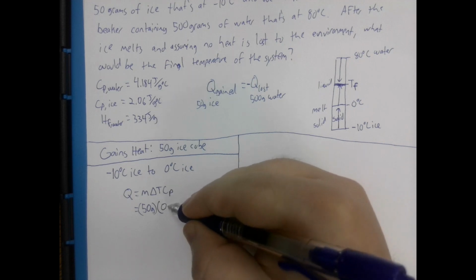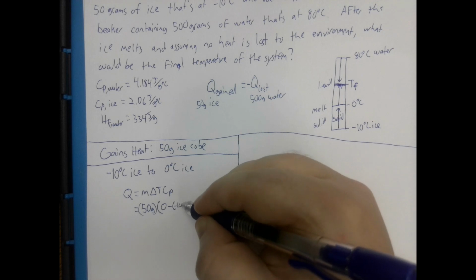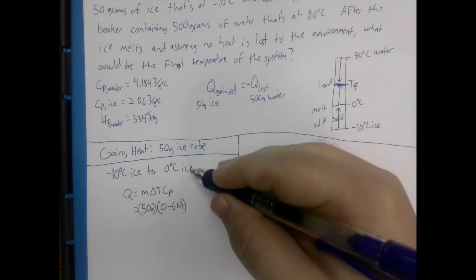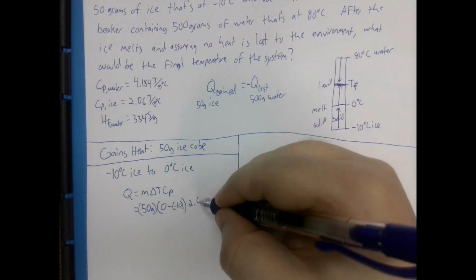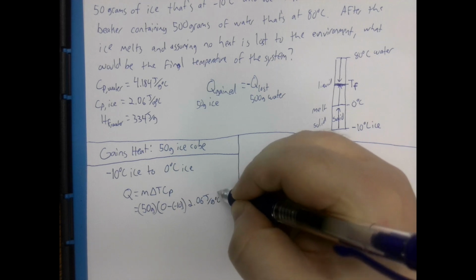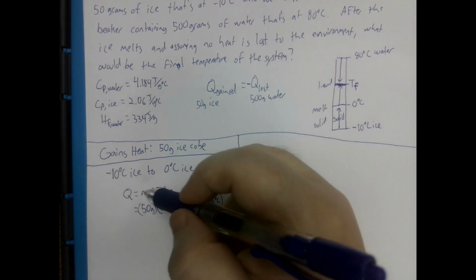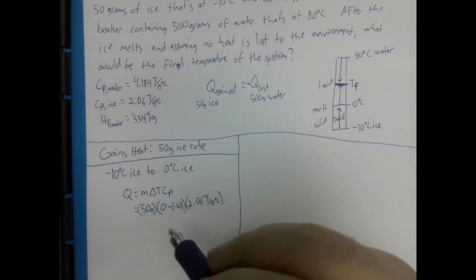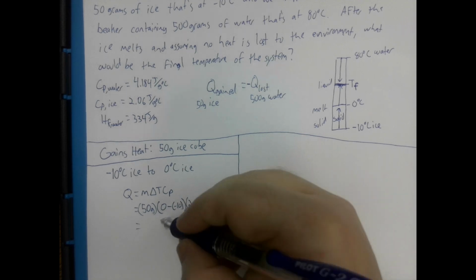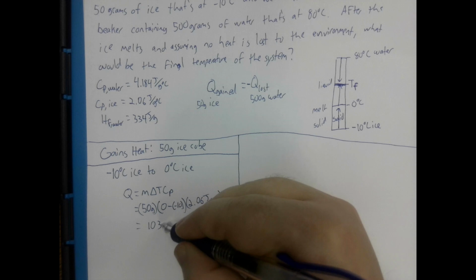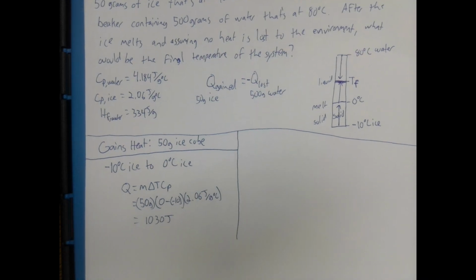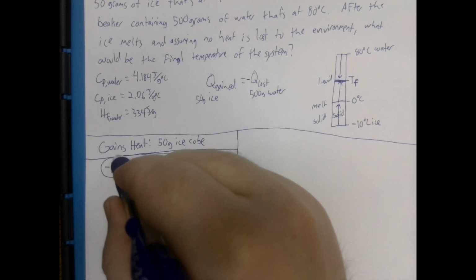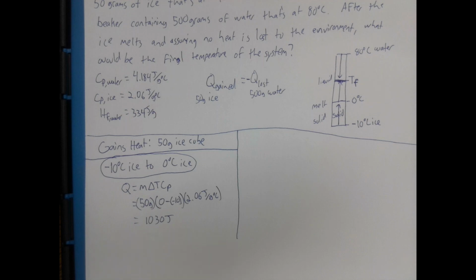Temperature difference would be 0 minus negative 10, times the specific heat of ice, which is 2.06 joules per gram degrees Celsius. So 0 minus negative 10 will be a positive 10. 10 times 50 is 500. 500 times 2.06 is 1030. So this is from negative 10 degrees Celsius ice to 0 degrees Celsius ice.